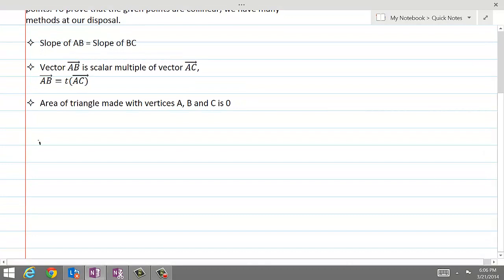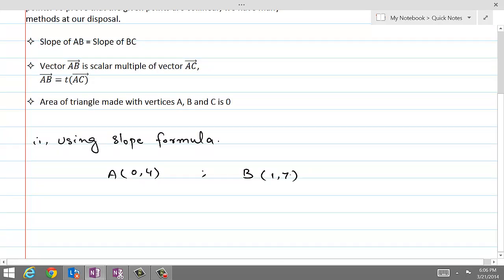So using slopes, using slope formula, here the point A has coordinates 0, 4 and point B has coordinates 1, 7 and third point C has coordinates 3, 13.